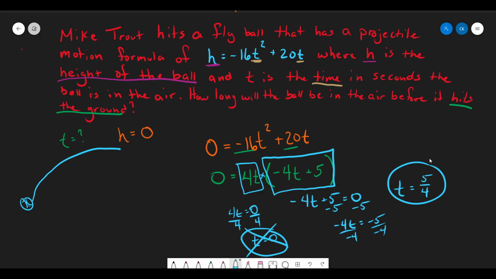But then I look over here at 5/4 and I ask, would that make sense? If the ball's hit in the air, could it stay in the air for 5/4 of a second? Yeah, that makes sense. 5/4 of a second is 1.25 seconds, or 1 1/4 seconds. So that definitely makes sense. In this case, my only answer would be that it stays in the air 1.25 seconds, or 5/4 of a second.